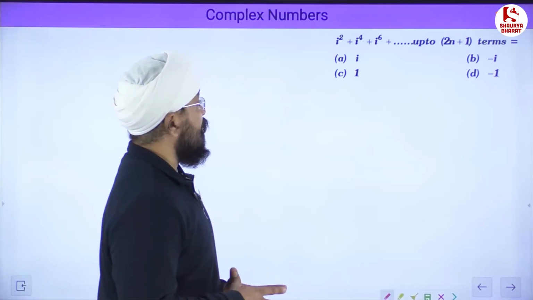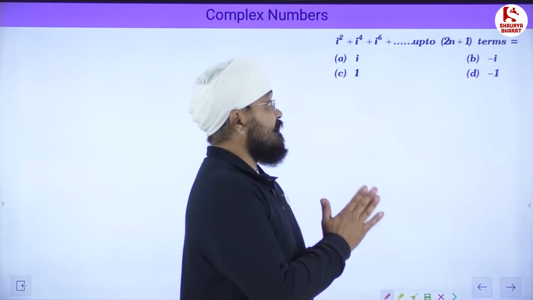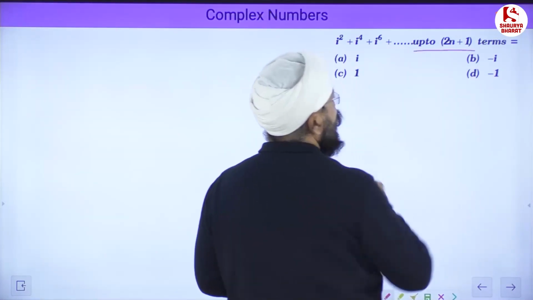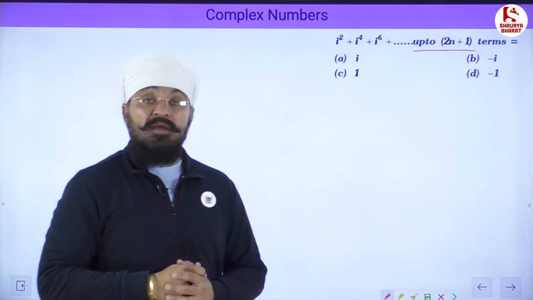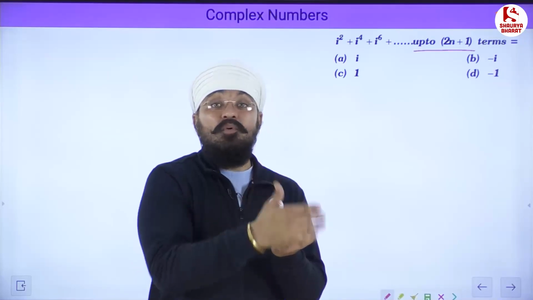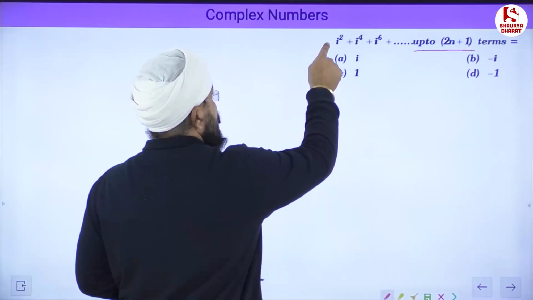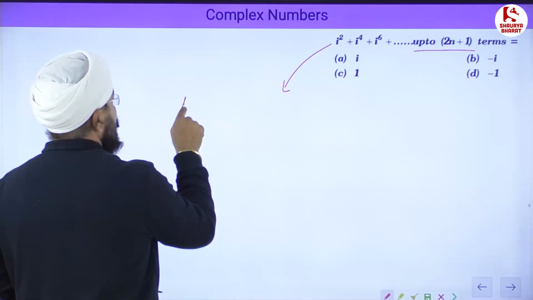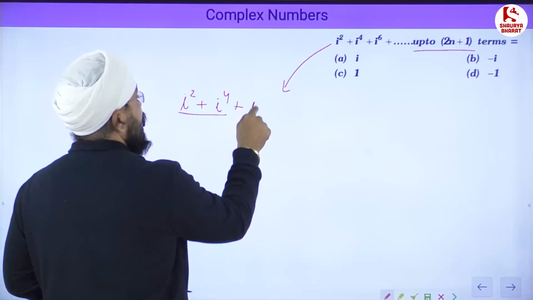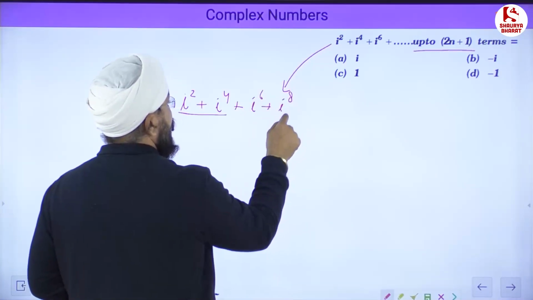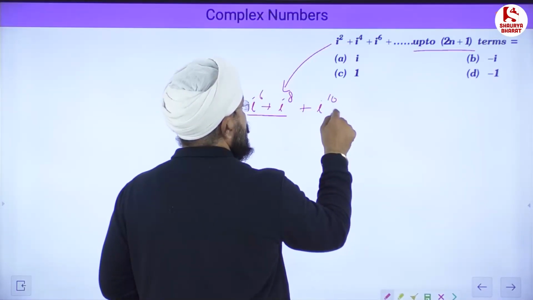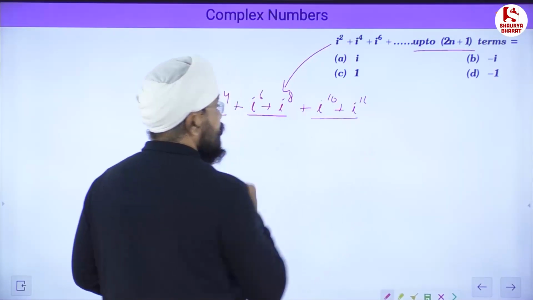That means iota to the power 2, iota to the power 4, iota to the power 6 and so on. And we are having terms up to 2n plus 1. Means we are having an even number of terms, plus 1, means 1 more than an even number. So if I just expand this one, you can see that this is iota square plus iota to the power 4. These are two terms. Again iota to the power 6 and iota to the power 8, again an even number of terms. And again if I go with iota to the power 10 and iota to the power 12, this is an even number.